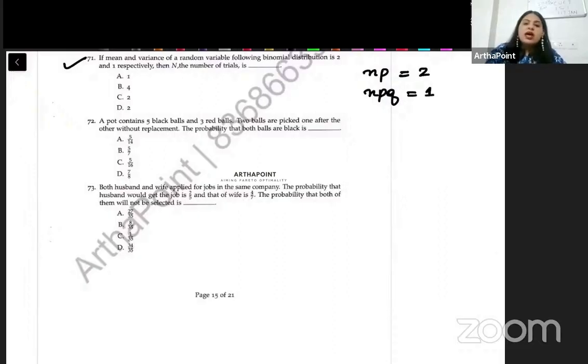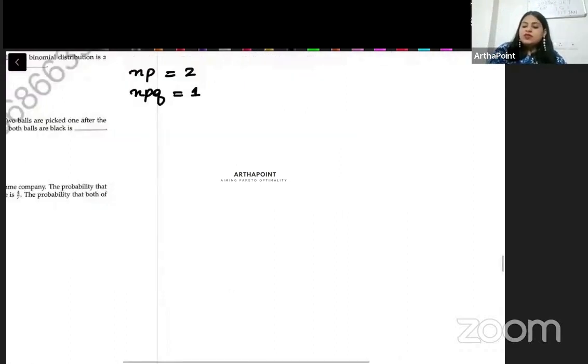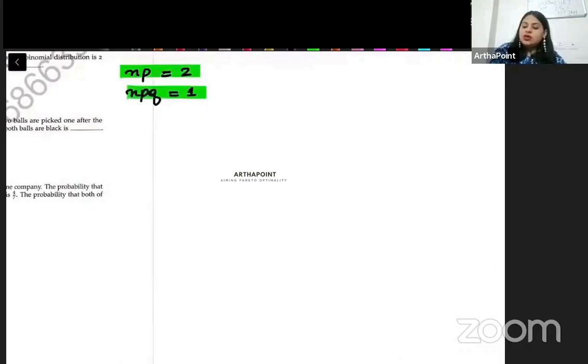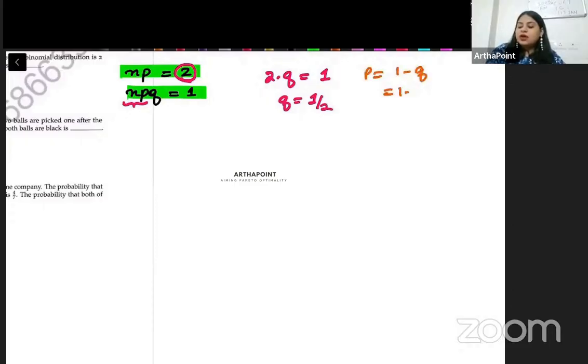I know that NP is 2 and it is given to me that NPQ is 1. So in NPQ, I will put the value 2 for NP. I will get 2 into Q is equal to 1. So Q will be half. Beta, if Q is half, what is P? Simple. P is 1 minus Q. So it will be 1 minus half. It will be half.